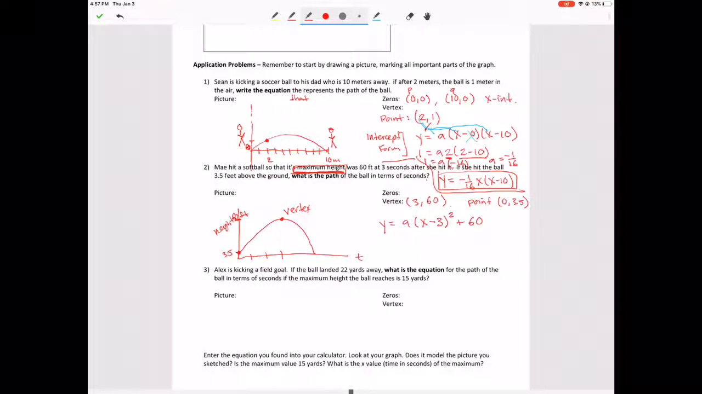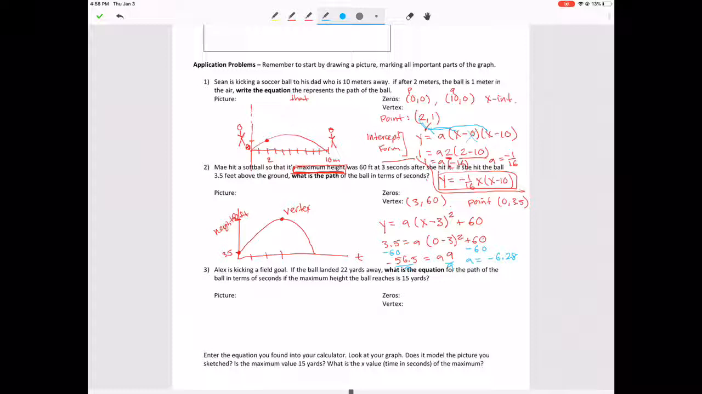Okay, and so we can plug that in. We get 3.5 equals a times (0 minus 3) squared plus 60. And then you would want to subtract 60 from both sides. 3.5 minus 60, sorry, I'm just doing it on my calculator real quick, gives us negative 56.5 equals a times negative 3 squared, which is 9. And then we divide both sides by 9. That ends up giving us a equals approximately negative 6.28.